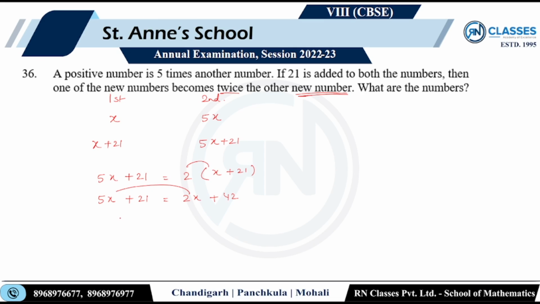अब इसको मैं इधर ले आया, this would become 3x, और इसको मैं इधर ले गया, this would become 21. Of course 21 minus हुआ, so 21 by 3, this would become, x becomes, what are the numbers? So the first number is 7. And what about the second number? Second number would be 7 5s are 35. That's it. Another 5 marks in your bag.